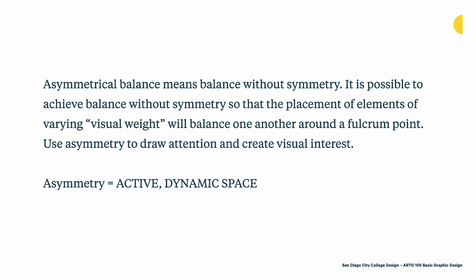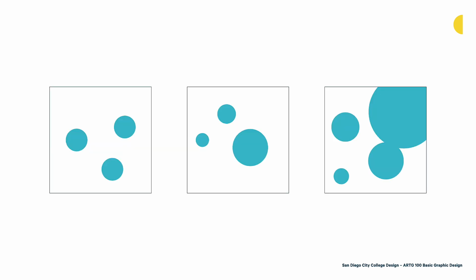It is possible to achieve balance without symmetry, so the placement of elements of varying visual weight will balance one another around a fulcrum point. You can use asymmetry to draw attention to a certain part of a design and also create visual interest. So here's some asymmetrical compositions. Again, just using points. None of these are symmetrical. Some of them are playing with scale, some of them are not. But there's no axis that you can draw through these compositions that will create that mirroring effect, that symmetrical look.